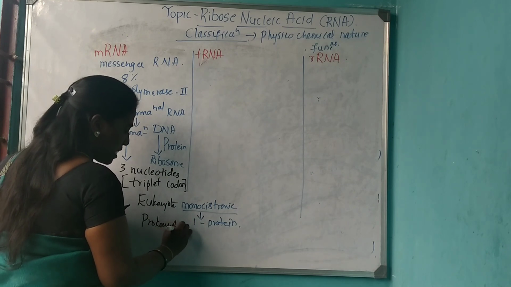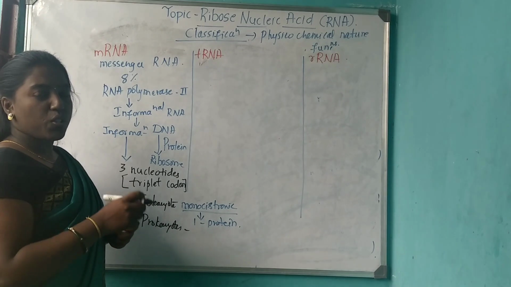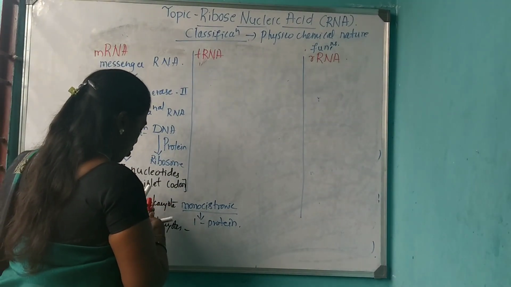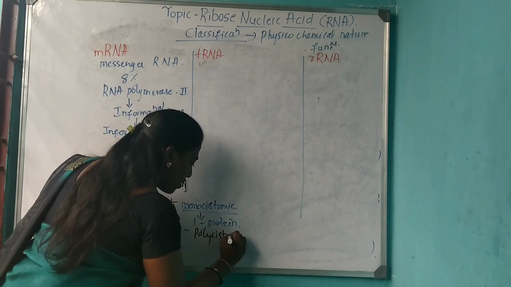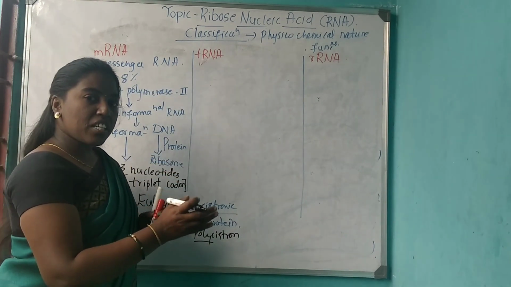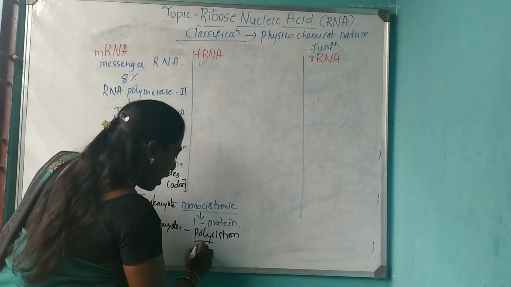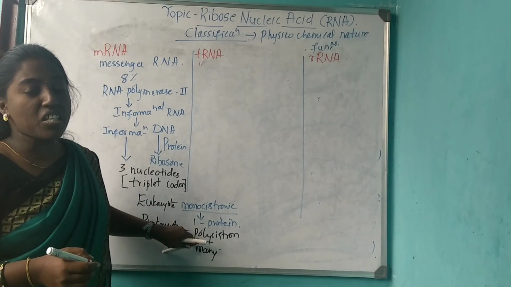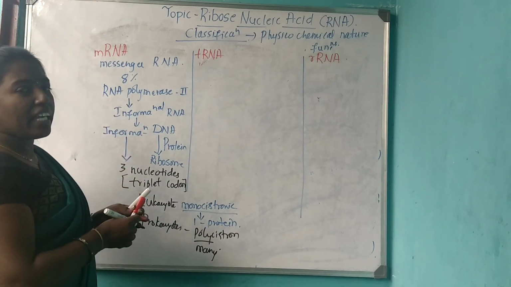Next, in the case of prokaryotes, which do not have a definite nucleus, the mRNA is called polycistronic. You already know the meaning of poly. Here the mRNA carries information for the synthesis of more than one protein, or many proteins. This is found in prokaryotes. So this is regarding the mRNA.